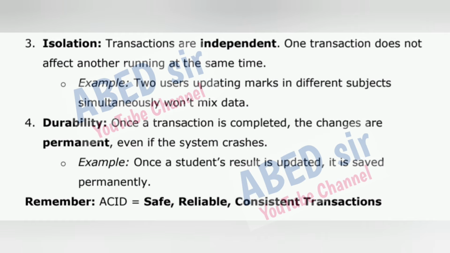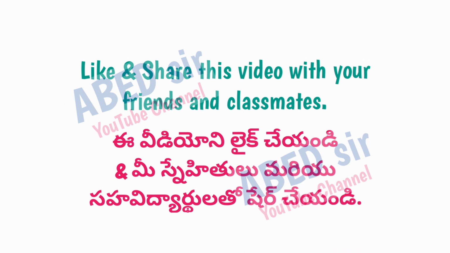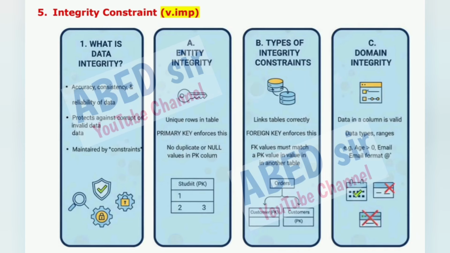4. Durability. Once a transaction is completed, the changes are permanent even if the system crashes. Example, once a student's result is updated, it is saved permanently. Remember, ACID is equal to safe, reliable, consistent transactions. Next important short question is 5.